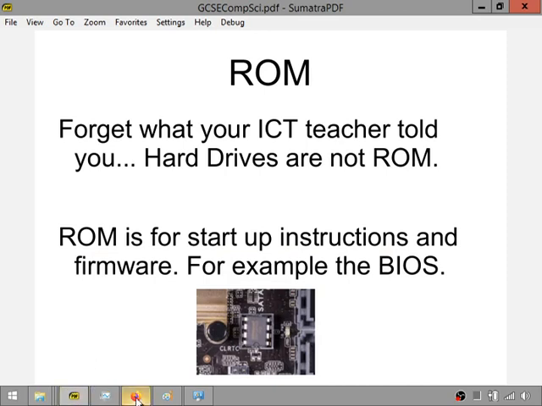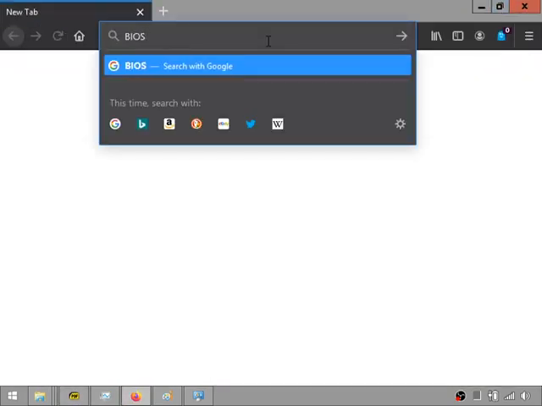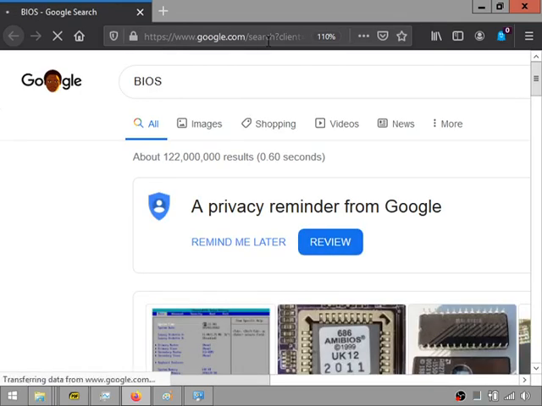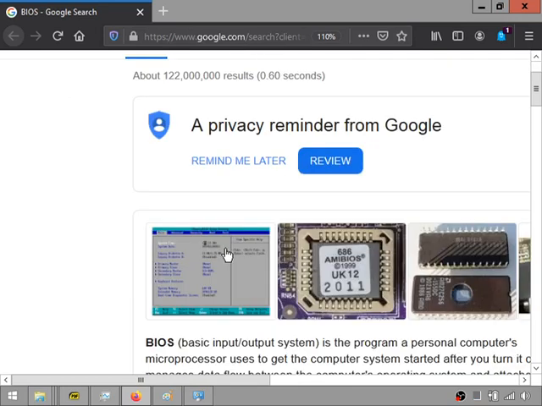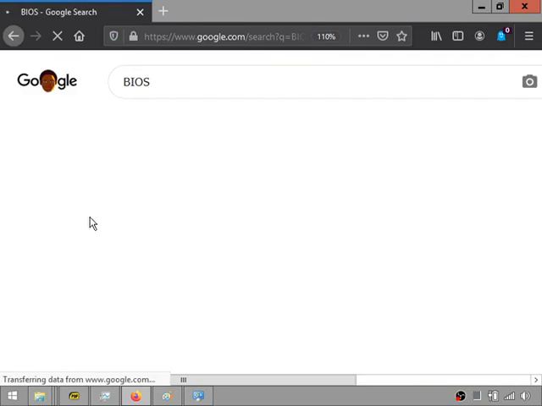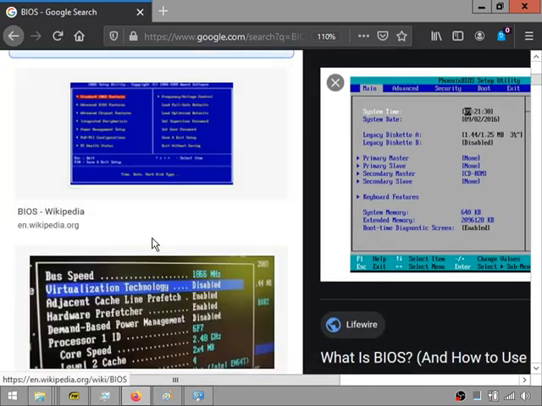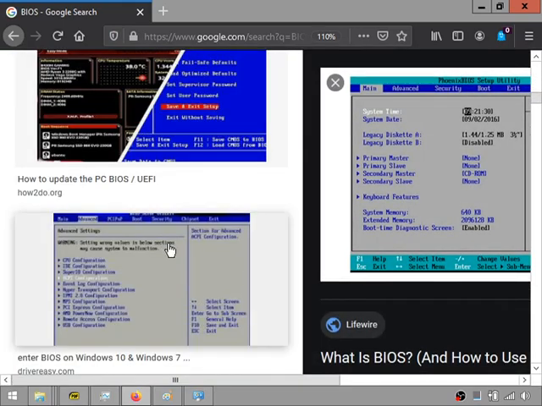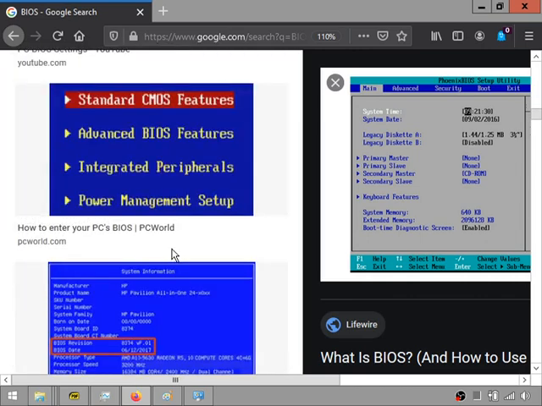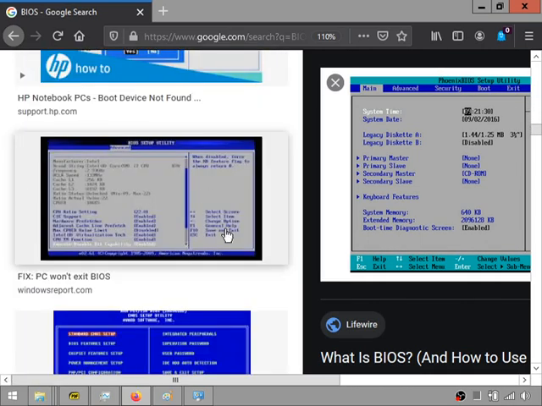If anyone's not familiar with the BIOS, let me try and get some images on Google. I would show you the BIOS on my computer recording, but my operating system would shut down and I wouldn't be able to show you it. So here we go. Here's an example of BIOS. So these kinds of things here. It's the screen that comes up on your computer just as you turn it on. There's all this kind of stuff.